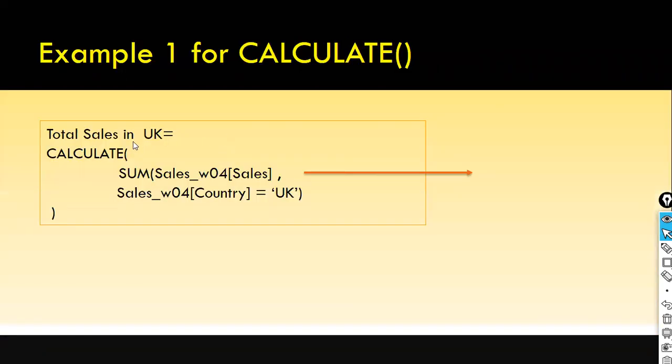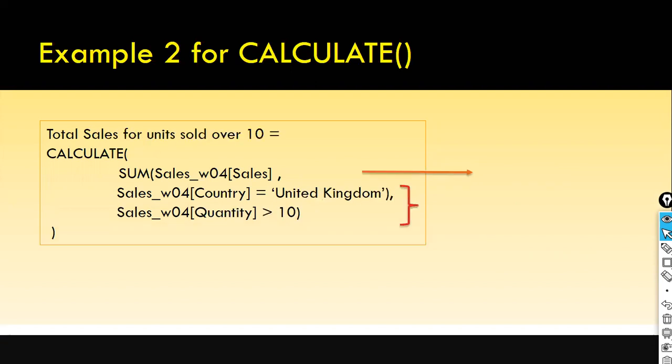Now let us start with the simple CALCULATE function. Look here, this is the CALCULATE function, right? In this case, I've used sum of sales. The first one is your expression. The first argument is mandatory. And here I've used a Boolean expression: sales, where country equal to UK. This is pretty straightforward.